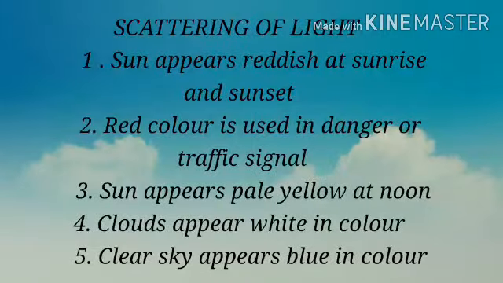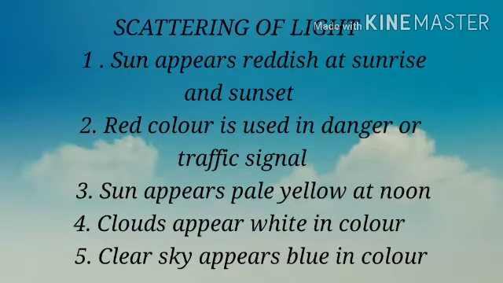So children, because of the scattering of light, the sun appears reddish at sunrise and sunset. Red color is used in danger or traffic signals. The sun appears pale yellow at noon. Clouds appear white in color and the clear sky appears blue in color.